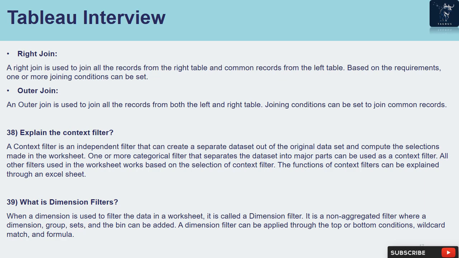39. What are dimension filters? When a dimension is used to filter the data in a worksheet, it is called a dimension filter. It is a non-aggregated filter where a dimension, group, sets, and bin can be added. A dimension filter can be applied through the top or bottom conditions, wildcard match, and formula.